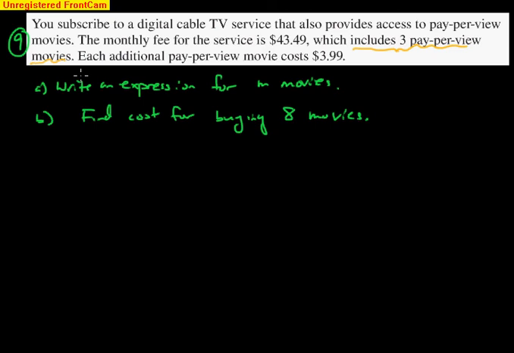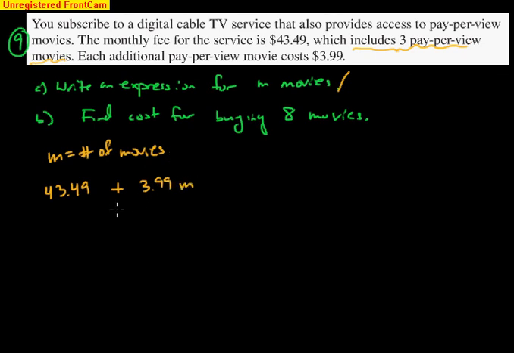So it's going to affect your variable, okay? Each additional pay-per-view movie costs $3.99. Write an expression for M movies. Okay, let's stop here. M is the number of movies. Okay? So you pay $43.49 every month for this service. Okay? But then you have to also add the $3.99 per movie, per pay-per-view.